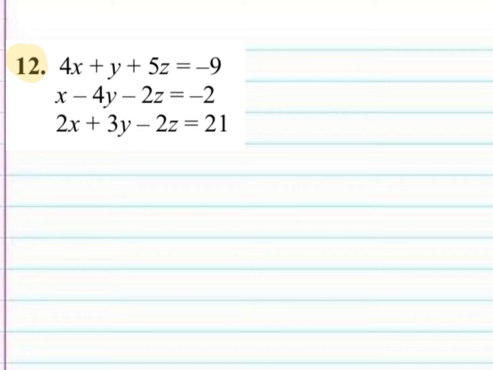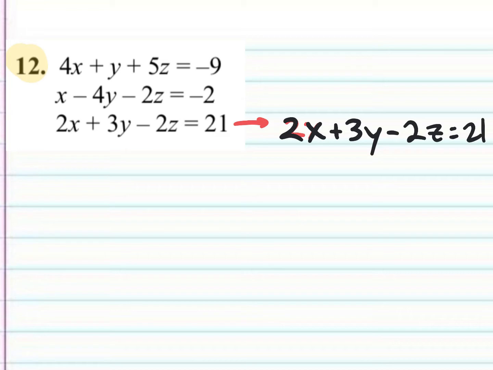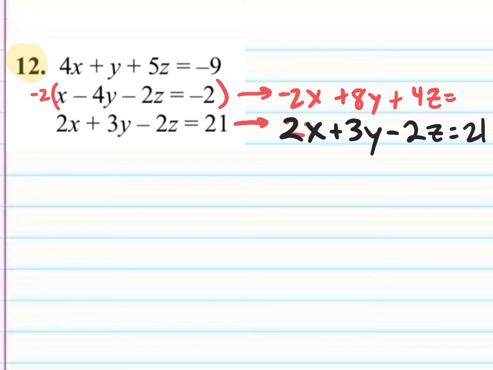Okay, so obviously the third one, if we want to cancel out x's, we're not going to do anything with that third one. I'm just going to rewrite it: 2x plus 3y minus 2z equals 21. And the middle one, since you guys told me to use the second and third one, I'm going to have to modify that one by multiplying by negative 2. So negative 2 times x is negative 2x. Negative 2 times negative 4 is positive 8y. Negative 2 times negative 2 is positive 4z. And negative 2 times negative 2 is positive 4.